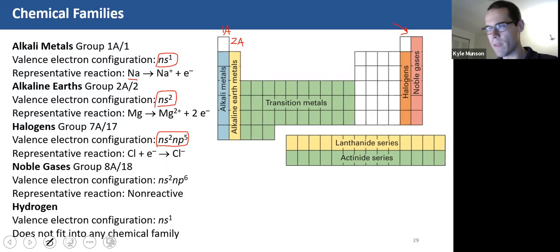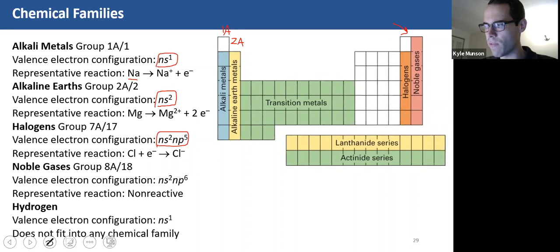And if you're unsure about that, you can go back to videos when we were talking about valence electrons, and that'll give you more of an idea of what I'm talking about if maybe you missed that video. And the representative reaction here is chlorine gaining an electron and becoming a chloride ion, which is something we're going to talk about a little bit more in chapter 6.